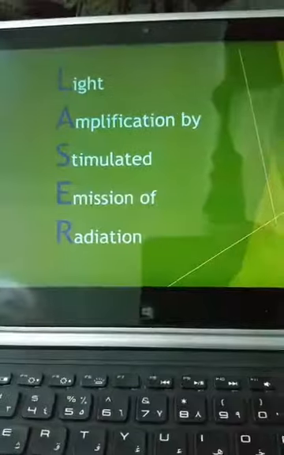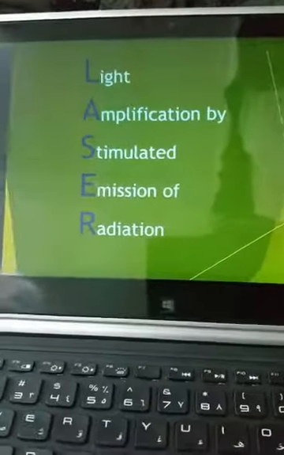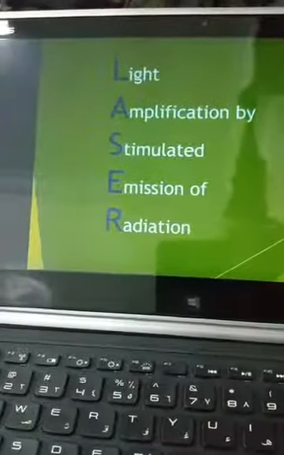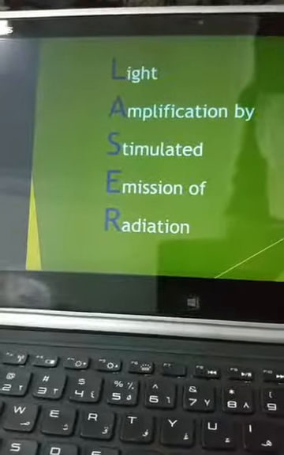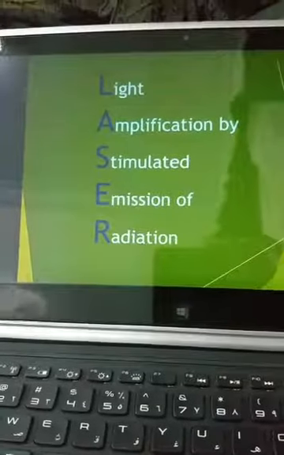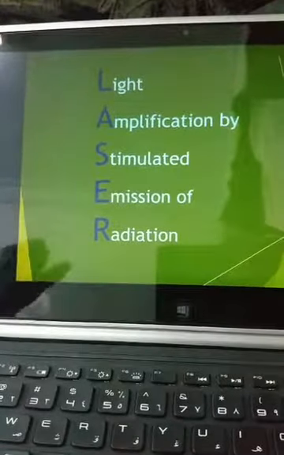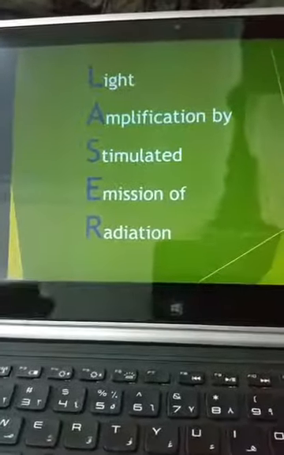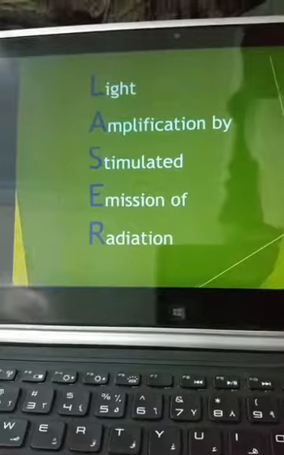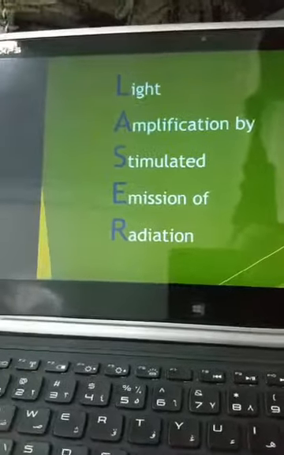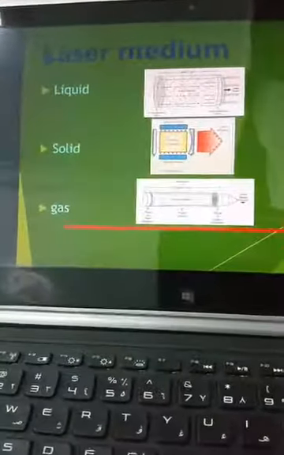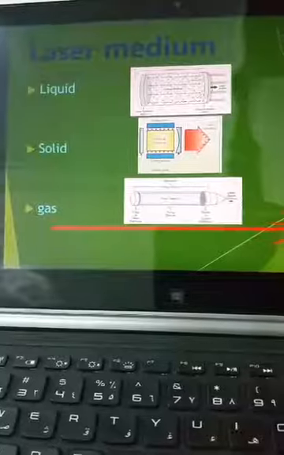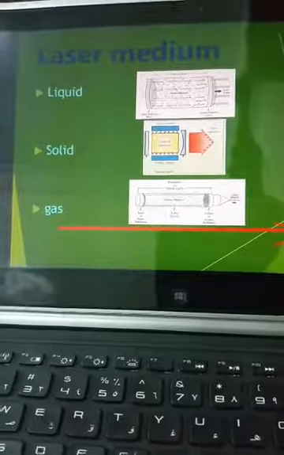That's why the term laser comes from light amplification by stimulated emission of radiation. So there is a source to stimulate the atoms to produce the light. We have different sources of laser. We have liquid, solid, and gas.